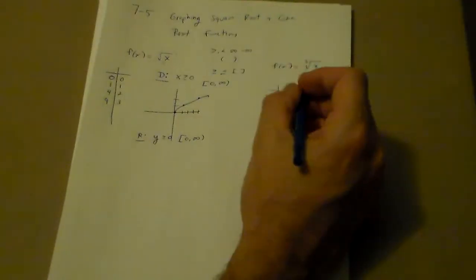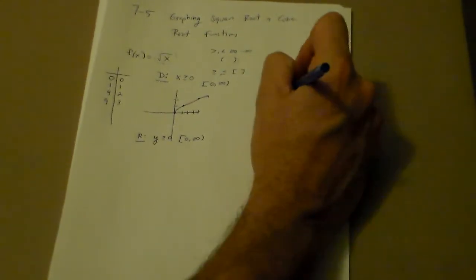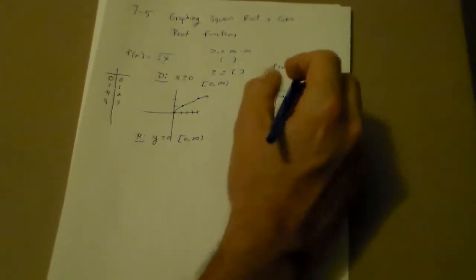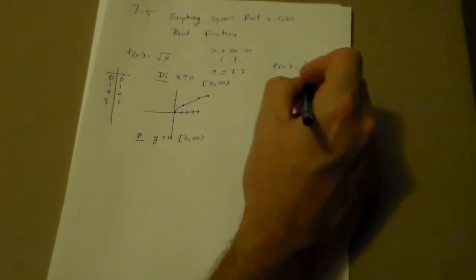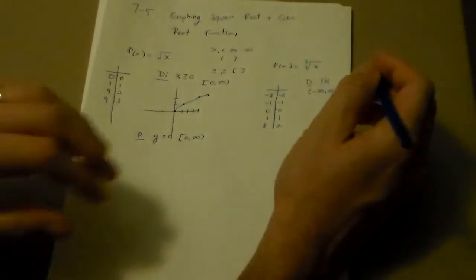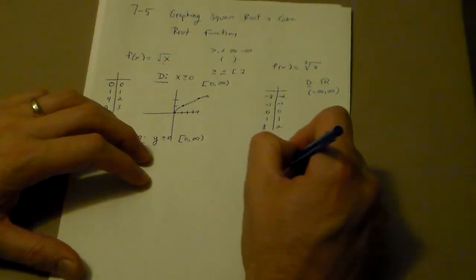Okay? So the cube root of negative 8 is negative 2. The cube root of negative 1 is negative 1. The cube root of 0 is 0. The cube root of 1 is 1, and the cube root of 8 is 2. So I go to my graph.